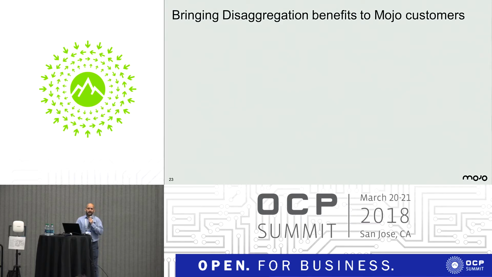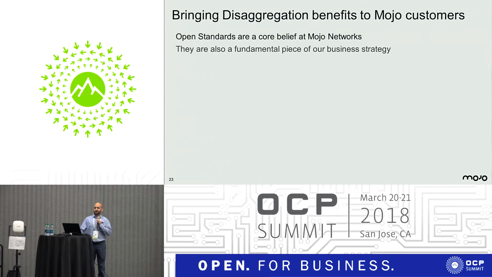Having talked about all of these challenges, at Mojo Networks we are already bringing these disaggregation benefits to our customers. While we're doing our best to make progress on all these fronts with respect to driving open standards in the Wi-Fi industry, we are also doing what we can to already bring this to our customers. So open standards are a core belief of Mojo Networks, and they're also a fundamental piece of our business strategy. This is not an R&D project or something like that we are pursuing. It fits into what we want to do to grow our business.